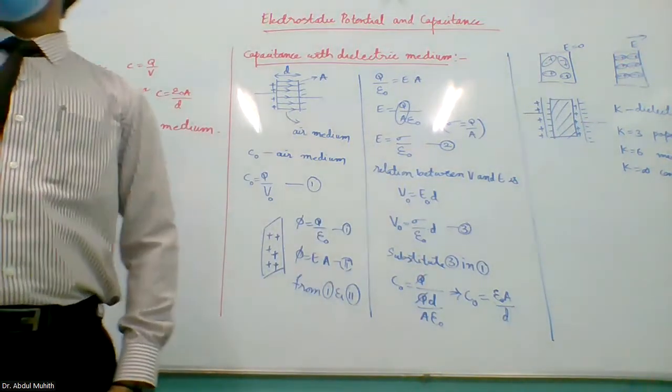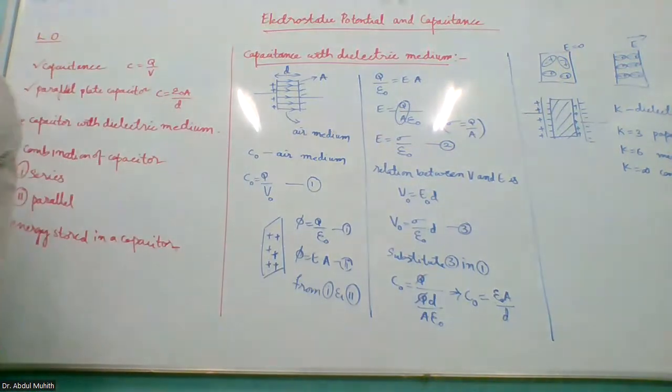Now, what if I place a dielectric material between the two plates of the capacitor? So what will happen when I place a dielectric material between the two plates of the capacitor? All the dipoles will be arranged in the direction of the electric field. So what will happen now? All the terms will change now.